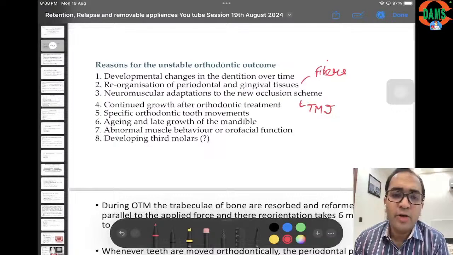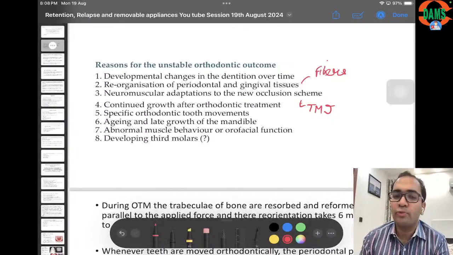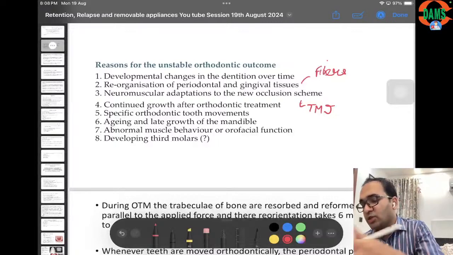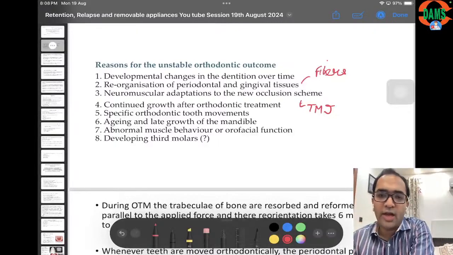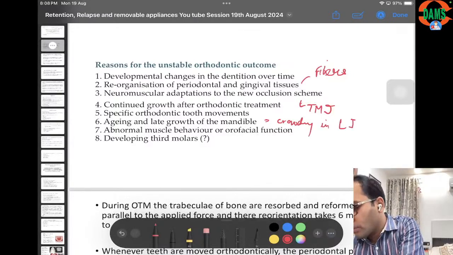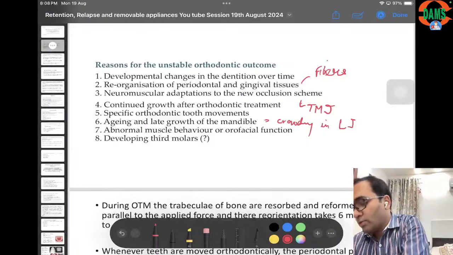Next, aging and late mandibular growth. The mandible, as we all know, is the bone which continues to grow sometimes post 18 years or post pubertal spurt as well, which can lead to orthodontic relapse or crowding in the lower incisor region. Next, abnormal muscle behavior or orofacial function. Certain habits. What is this abnormal muscle behavior? That is habits.